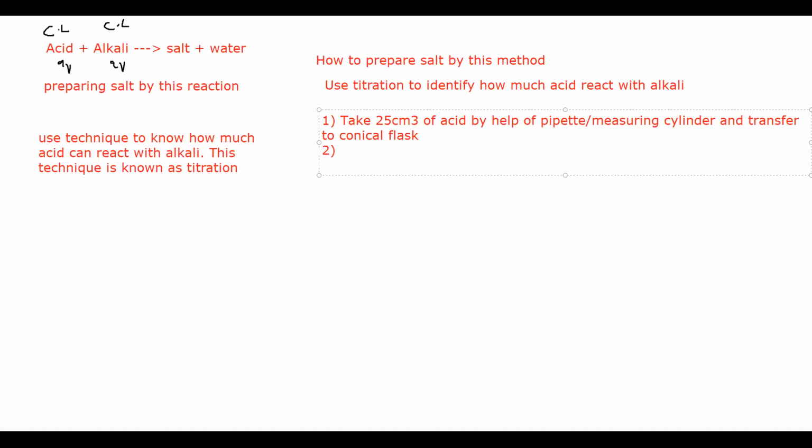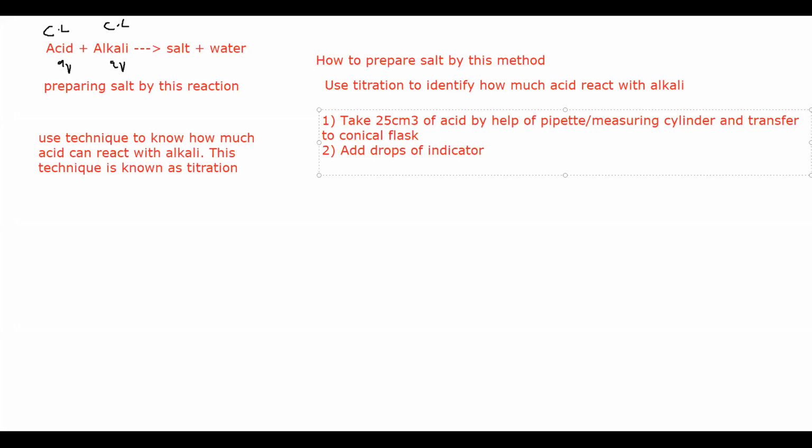Then you will add a few drops of indicator. You have to specify which indicator you are using. The best indicator for titration is phenolphthalein. Why is it the best indicator? Because other indicators show a transition of color, like green to blue, red to violet, or red to blue. But in the case of phenolphthalein, it is colorless and changes to pink, so it's easy to recognize or identify.